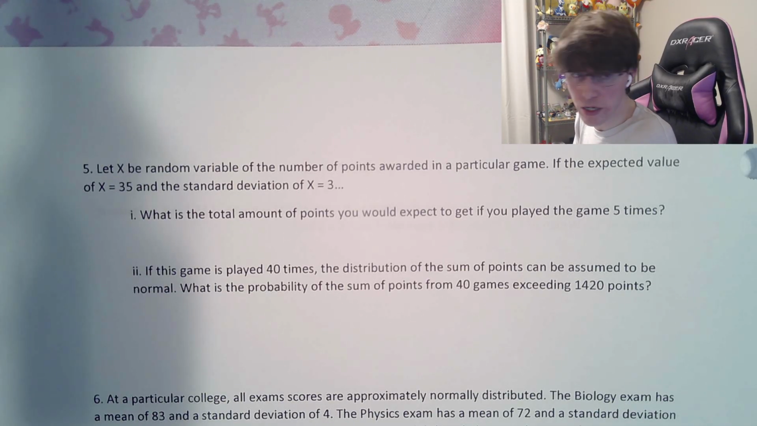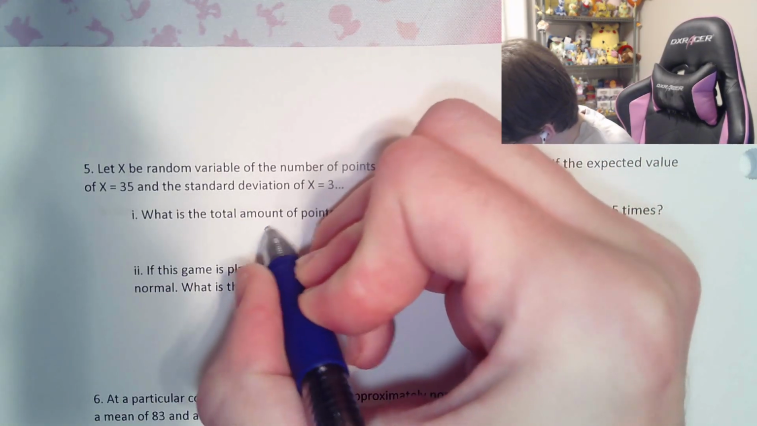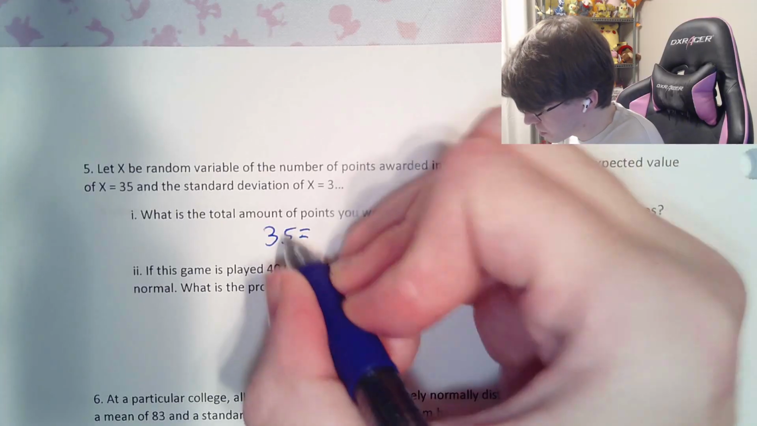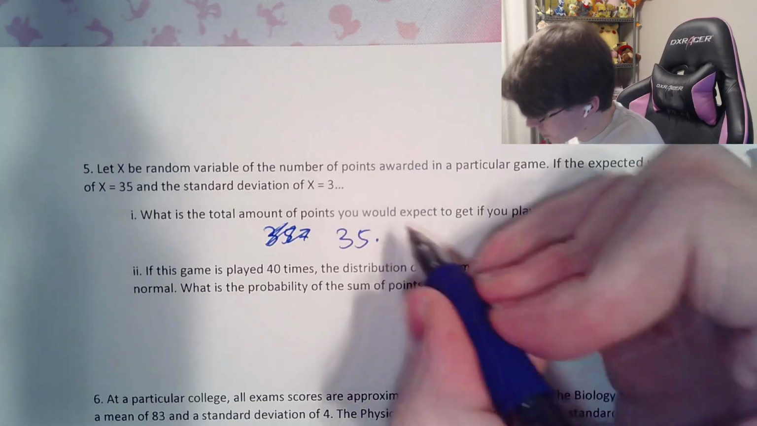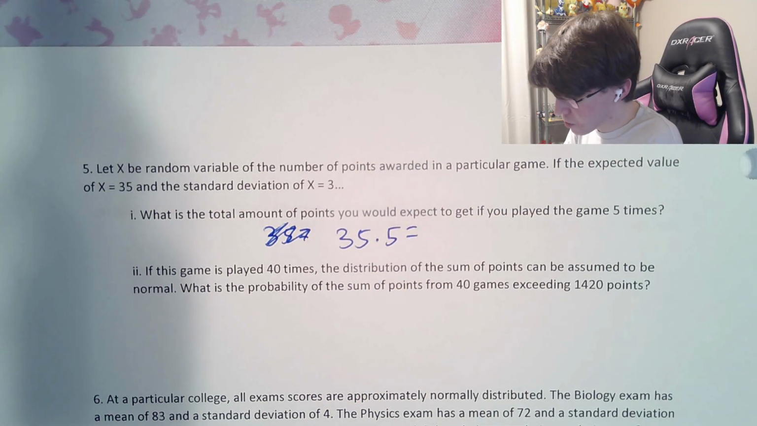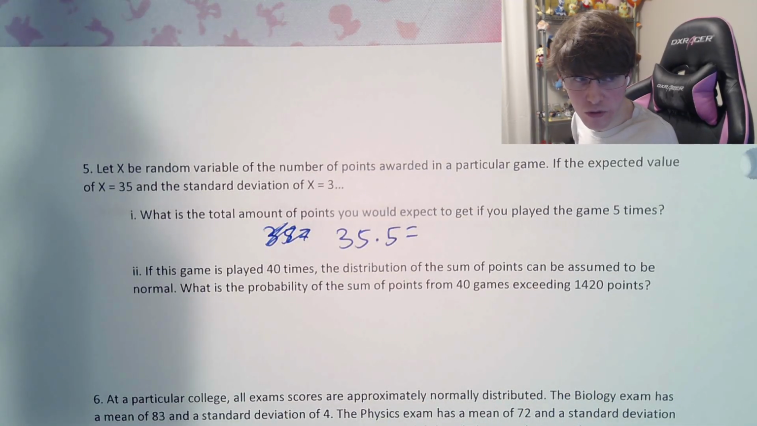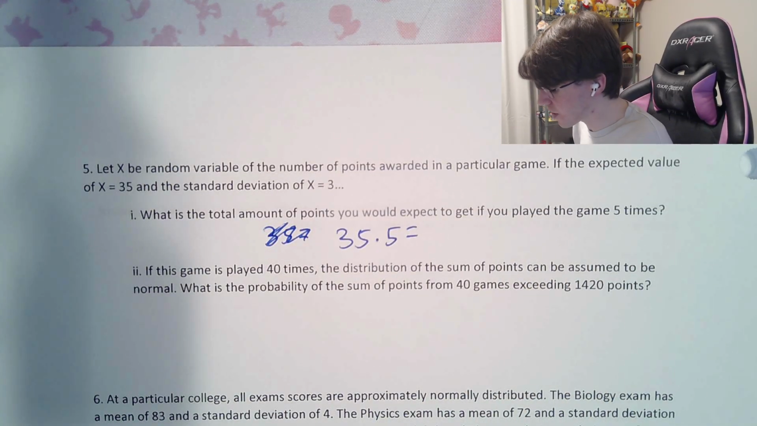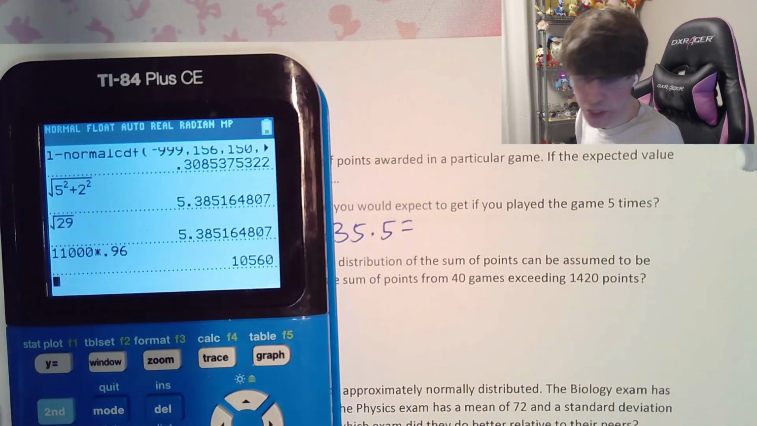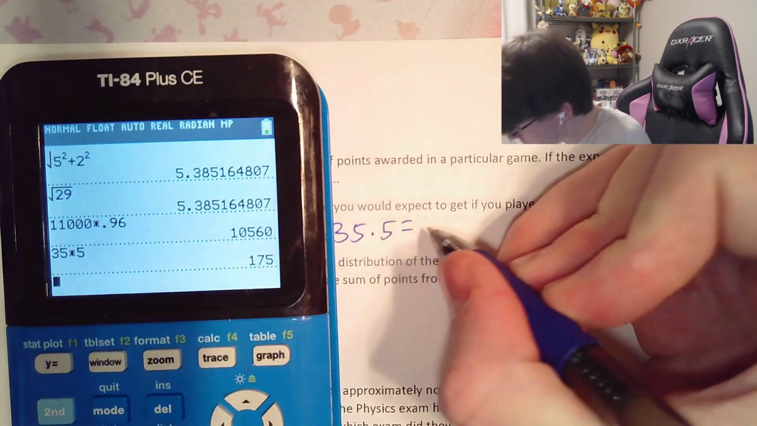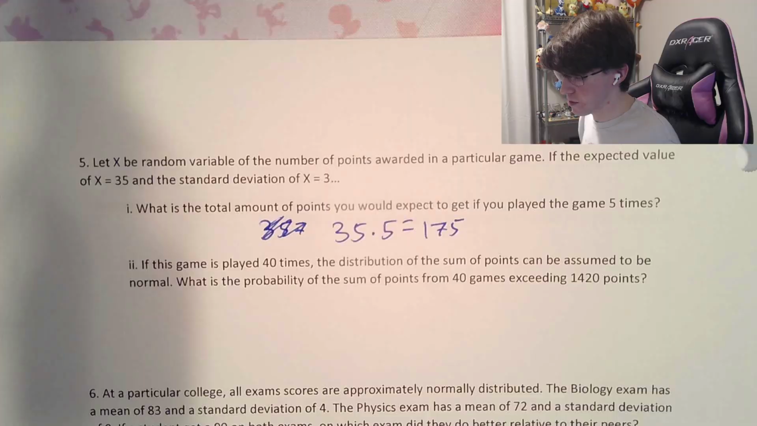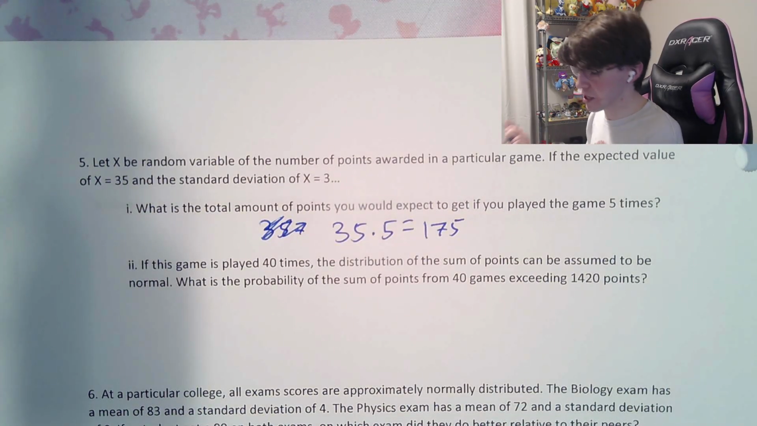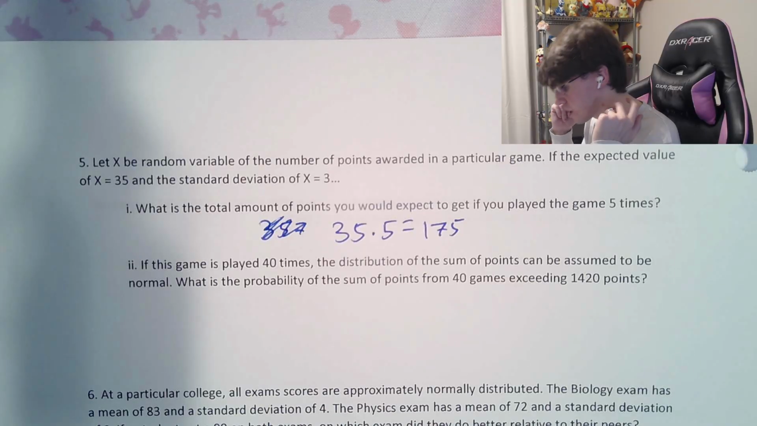So the expected value of one game is 35. We don't even need to use notation on this one. 35 multiplied by the 5 games that you're playing. We don't really need to worry about the standard deviation in this. We can just say we're playing the game 5 times. That's 5 independent games. So 35 times 5 is going to be 175. Yet again, you could argue that as you play the game, you'll get better, and therefore your expected value is going to change. However, we're saying the expected value is consistent.